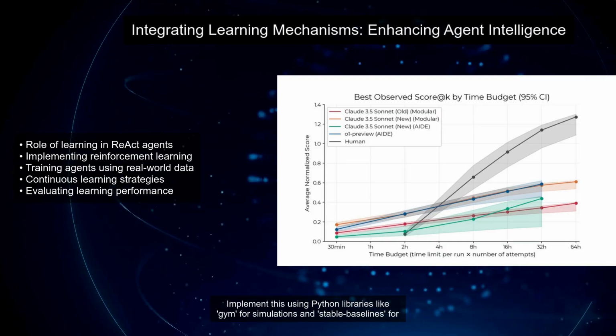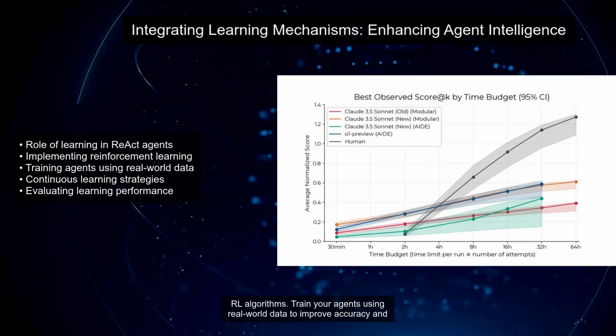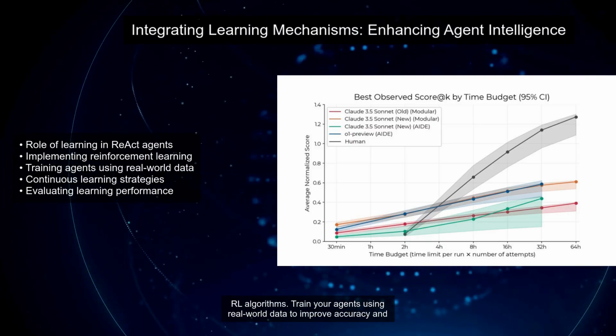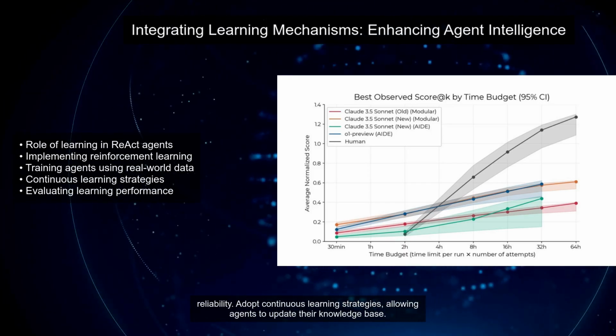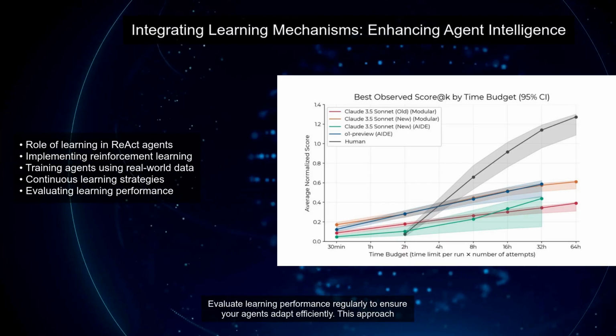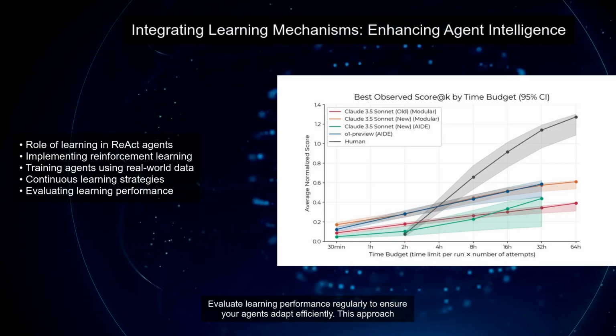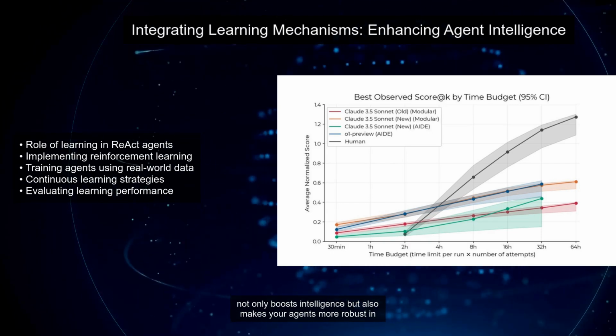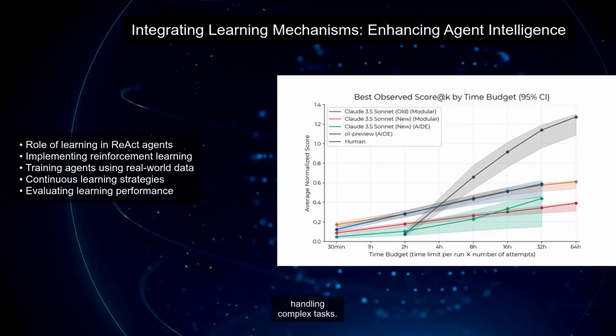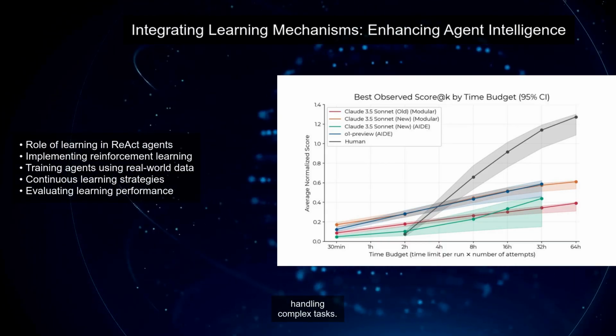Implement this using Python libraries like Gym for simulations and stable baselines for RL algorithms. Train your agents using real-world data to improve accuracy and reliability. Adopt continuous learning strategies, allowing agents to update their knowledge base. Evaluate learning performance regularly to ensure your agents adapt efficiently. This approach not only boosts intelligence but also makes your agents more robust in handling complex tasks.